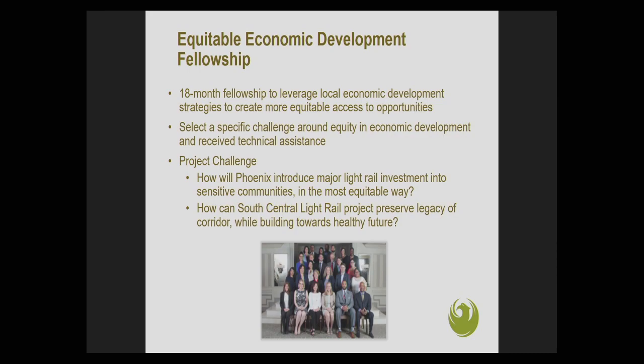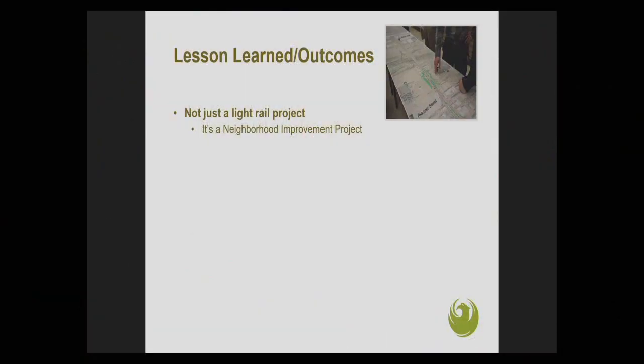The team made up of staff from the mayor's office, city manager's office, planning and development, neighborhood services, and community and economic development looked at how Phoenix should consider introducing a major transportation project such as South Central Light Rail into a community in its most equitable way. And how do we, together, the city and the community, preserve legacy of a corridor while building towards a healthy future? So some of the lessons we learned, the fellowship was a great opportunity for staff to learn more about pursuing equitable and inclusive economic outcomes and what other cities are doing. When it comes to the project we selected, we've learned a lot. One of the things was that it's just not a light rail project, and that it's a neighborhood improvement project. And so just by listening to our stakeholders before you go in, how you talk about the project is very different.